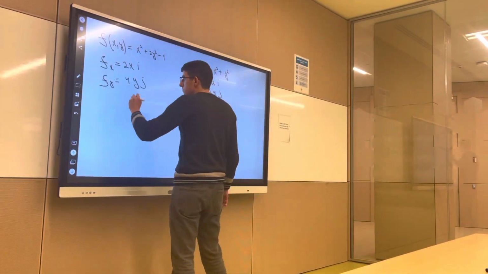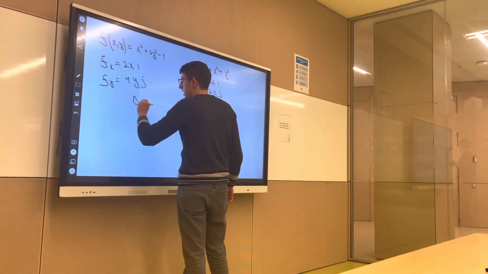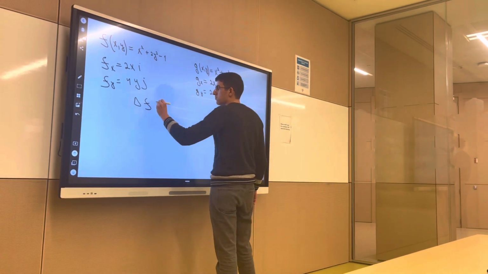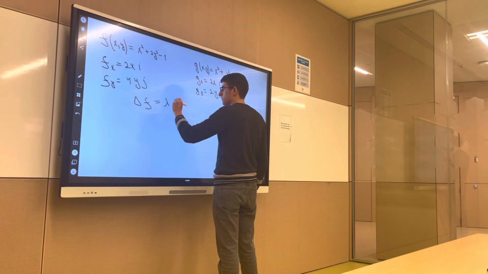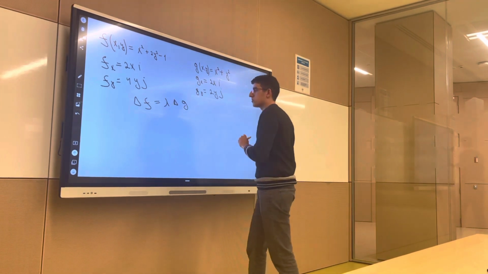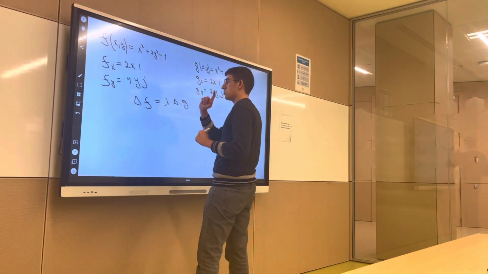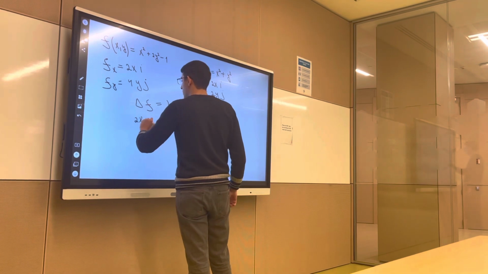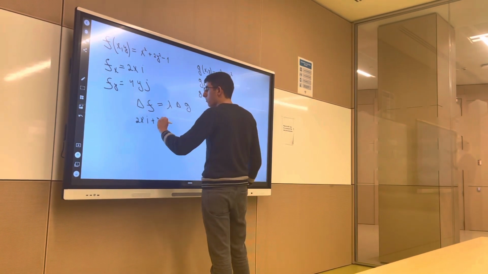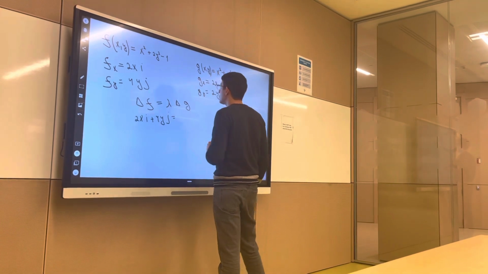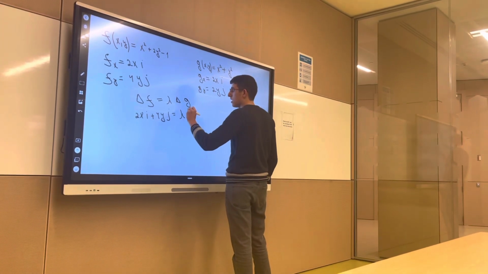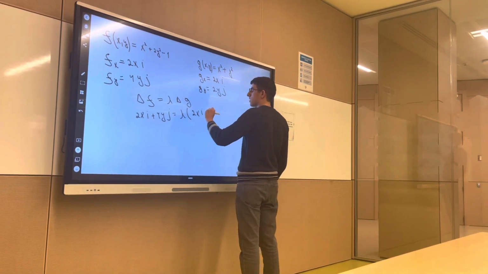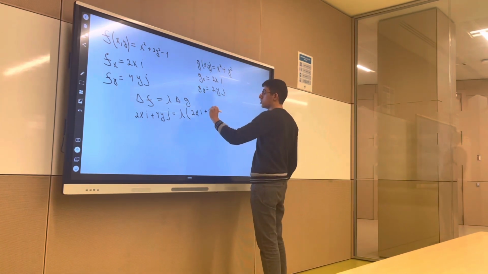So as I said, we apply the Lagrange multipliers method, and we get this equation. We substitute our findings here, and we get that 2x i plus 4y j equals lambda multiplied by (2x i plus 2y j).